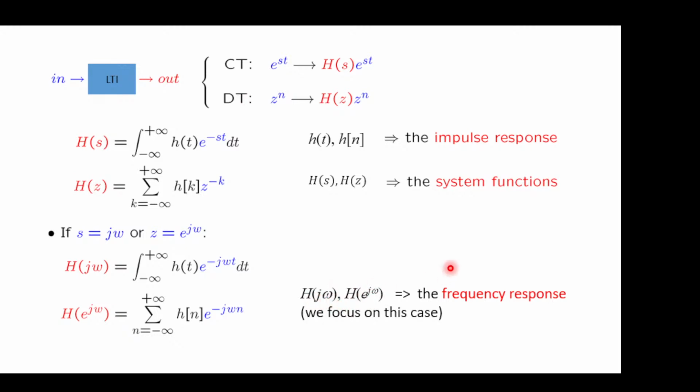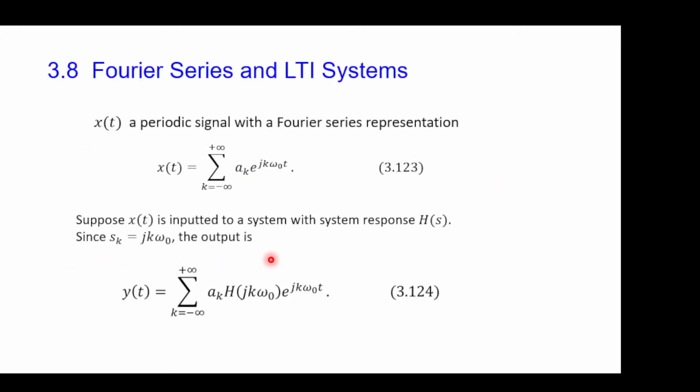Okay. Any questions so far? We haven't actually derived anything, we just did some notation here. Anyway, now we focus on this H of j omega, and we repeat what we did before, but with the Fourier series representation that we learned.